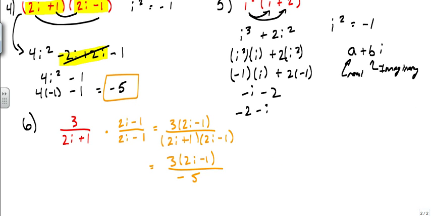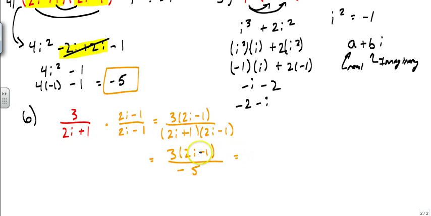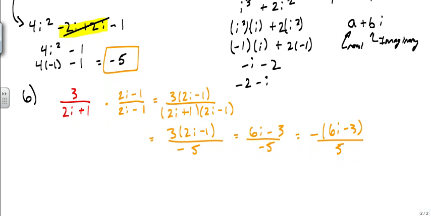And we're just going to distribute this 3, so it becomes 6i minus 3 over negative 5. And we don't like to leave negatives in the denominator either. We like to put them out to the side. So let's just write this as negative quantity 6i minus 3 over 5. And then last step, we're going to distribute this negative. So we get negative 6i plus 3 over 5. That is our final answer.